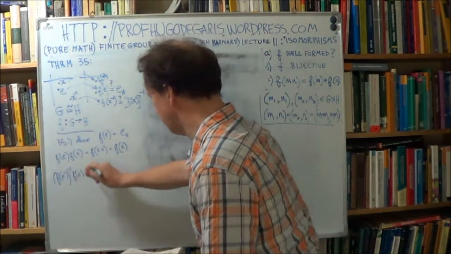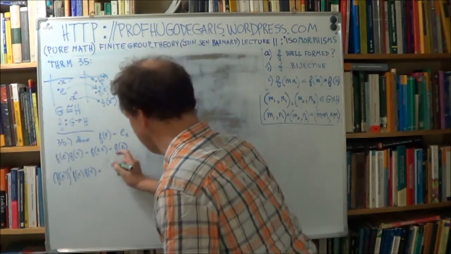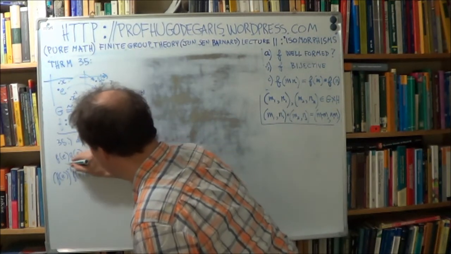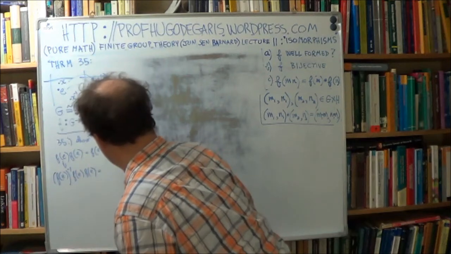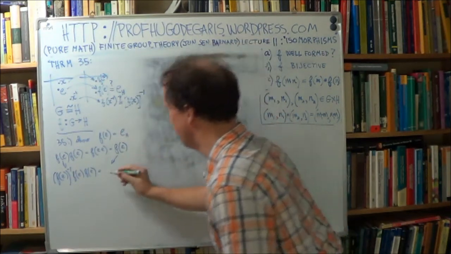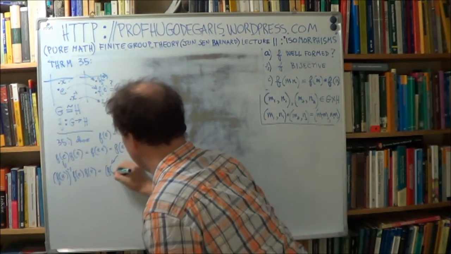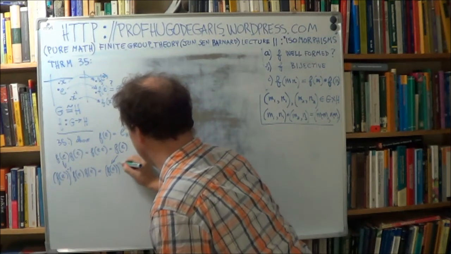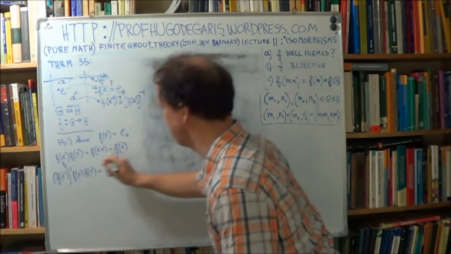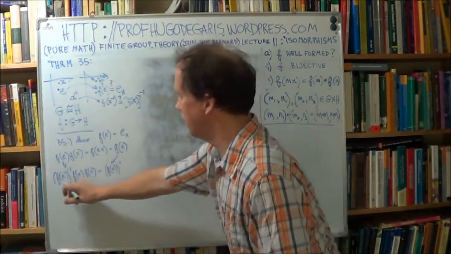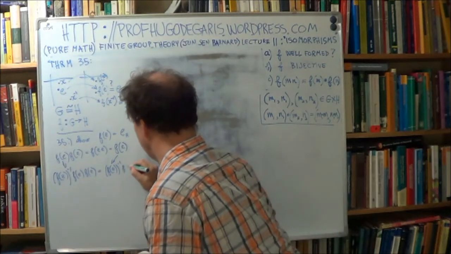Well, let's apply this to this side as well. So I'll draw an arrow so you know where it's coming from. So this is again the inverse. We're multiplying both sides on the left by the inverse of F of E.